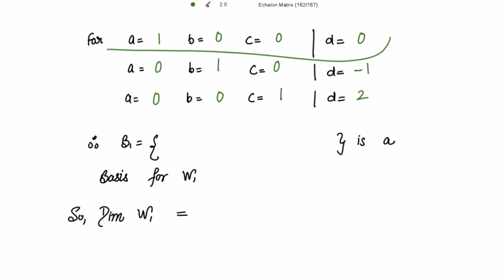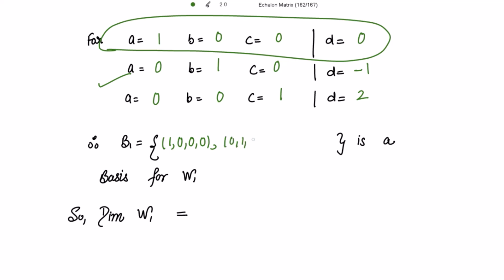So from the first set, we are getting the basis, we need to write in the format A, B, C, D. The value of A is 1, B is 0, C is 0, D is 0. From the second set, we get 0, 1, 0, negative 1. From the third set, we get 0, 0, 1, 2. So these are the basis for W1. And how many elements are present in the basis? 3 elements. So the dimension of W1 is 3.